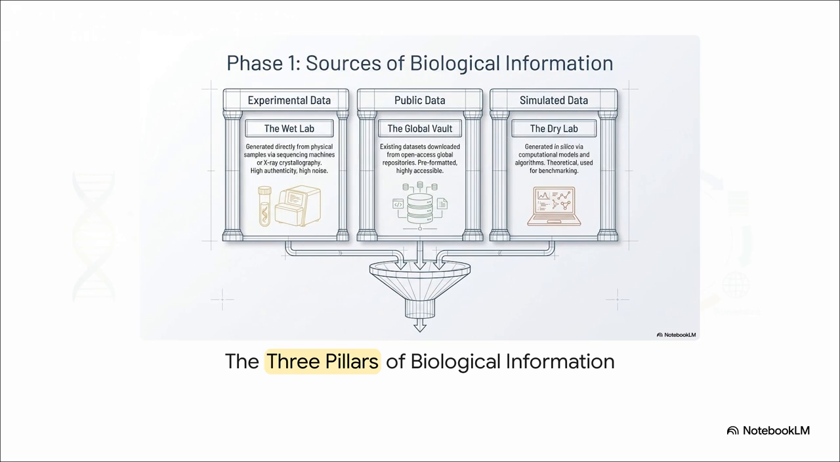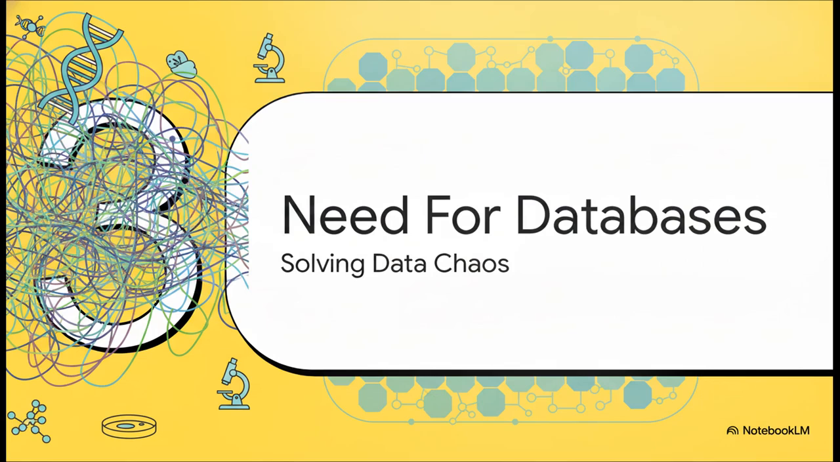In the middle is public data, or the global vault. These are existing datasets downloaded from open access repositories. They're pre-formatted, highly accessible, and ready for researchers anywhere. And finally, on the right, we have simulated data from the dry lab. This is purely theoretical data, generated in silico using computational models and algorithms, and it's mostly used for benchmarking our tools. Section 3, the need for databases.